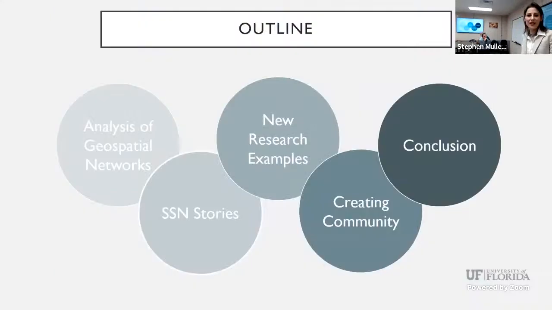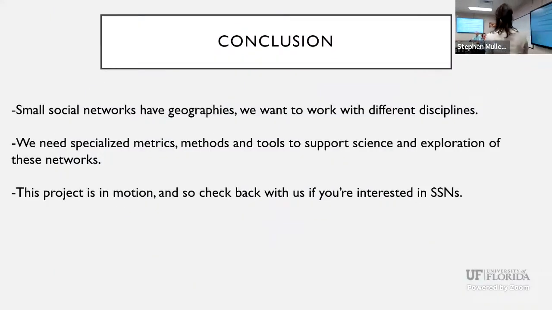So in all, I just want to say that small social networks have geographies, and we want to work with a lot of different disciplines. We need specialized methods and tools to support the exploration of these networks. Everything you saw here today is very exploratory. It needs a lot of different networks to show that it's useful. And a lot of the data descriptions we use today are quite simple. We use a lot of ratios. And the project is in motion, so please check back with us if you're interested in spatial social networks.